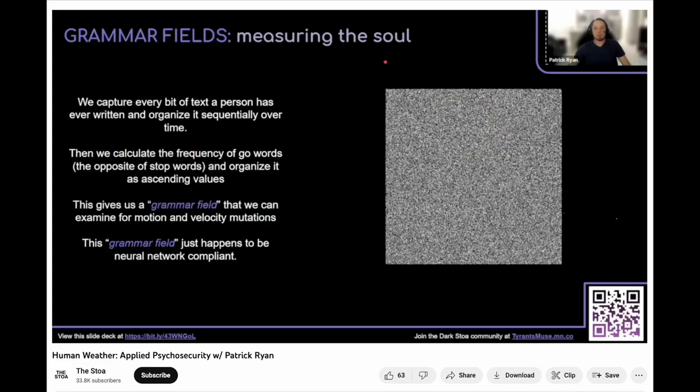This is the concept of the grammar field. Patent pending. What we do is we take every bit of text a person has ever written and organize it sequentially over time. Then we calculate the frequency of go words and organize it as ascending values. Let me show you. This is not a static screen. This is not like a TV from the 80s.